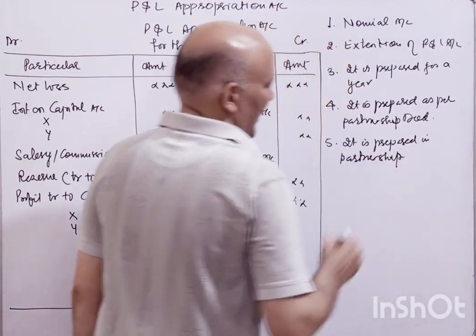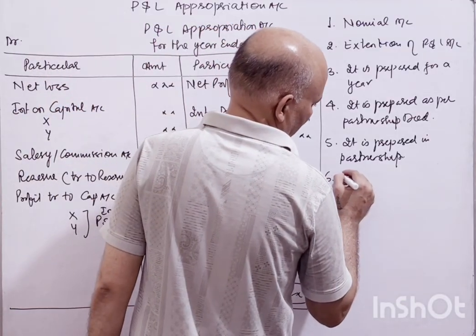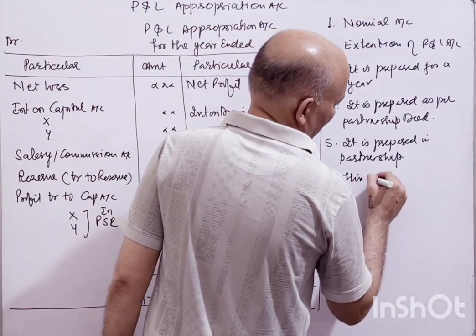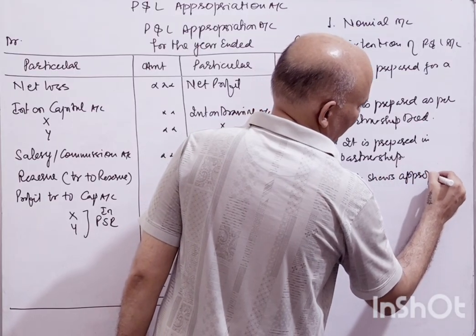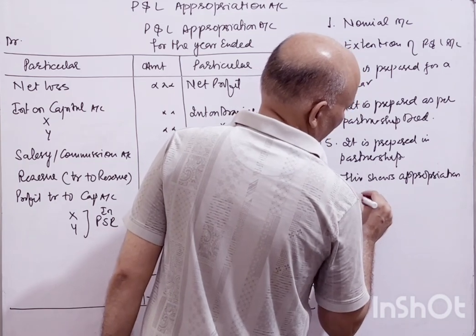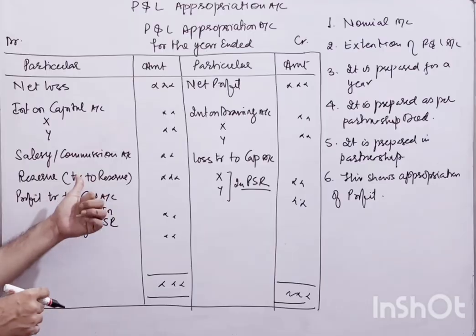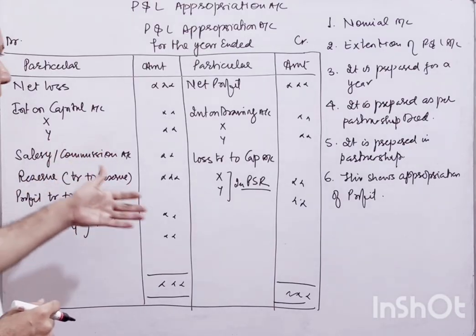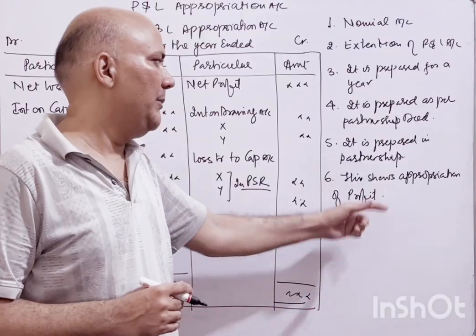This is prepared in partnership. And the sixth one is, this shows appropriation of profit. If you have profit and you are utilizing that in different conditions, then it shows the appropriation of profit. So these are the things you have to keep in mind.